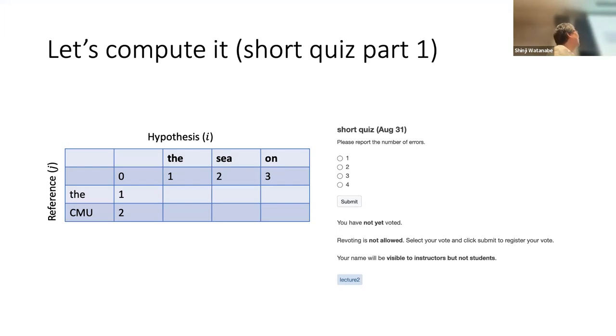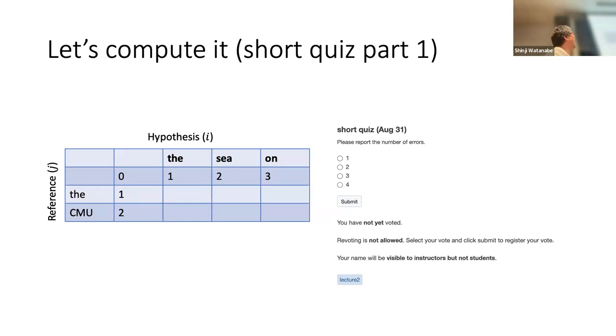The quiz is to compute this error count and then report the number. The number can be 0, 1, 2, 3, 4, as far as I remember. But anyway, they are showing in Piazza now, right? Can you guys see the Piazza? Okay. And while computing it, by the way, do not speak.